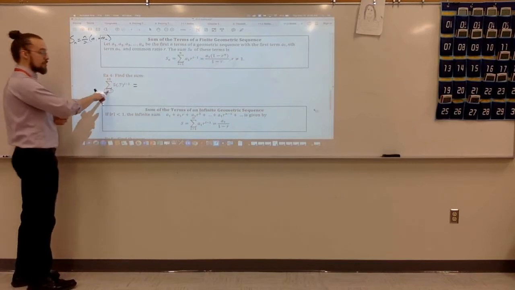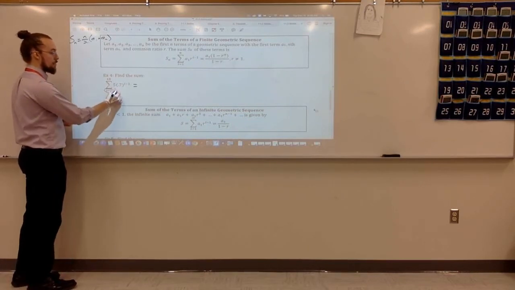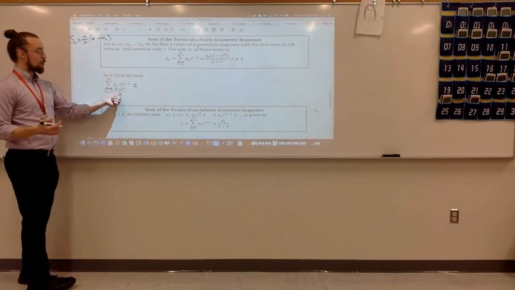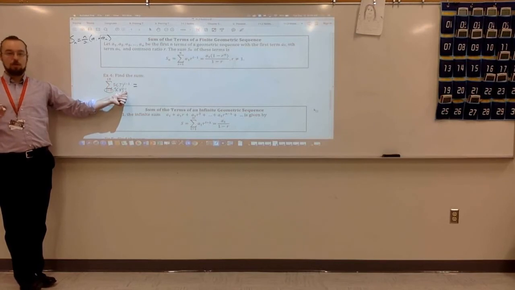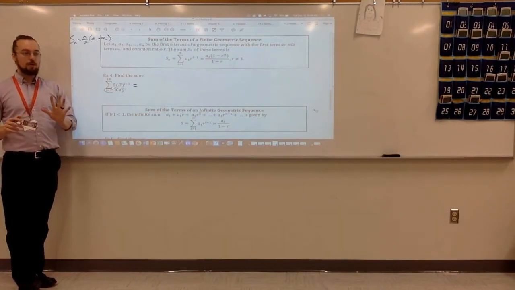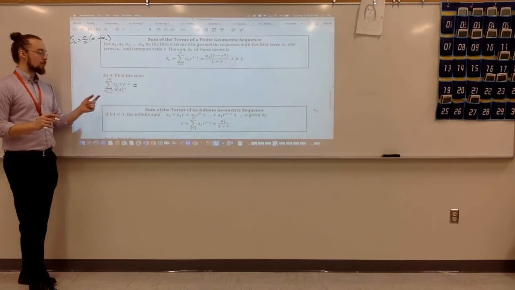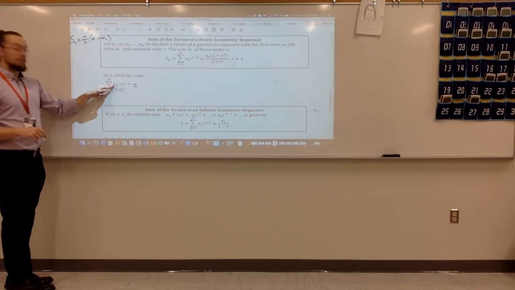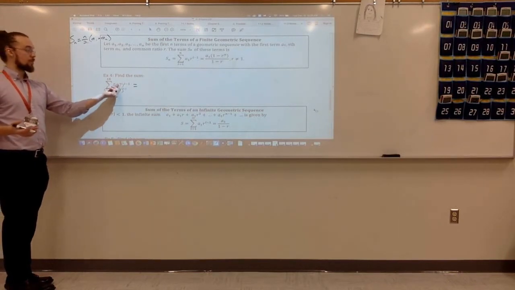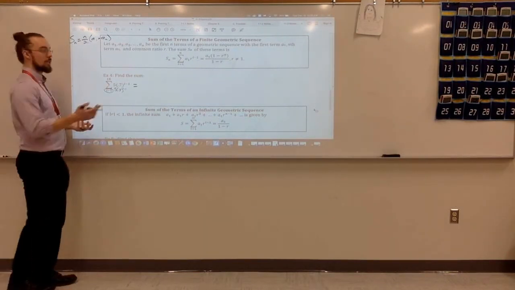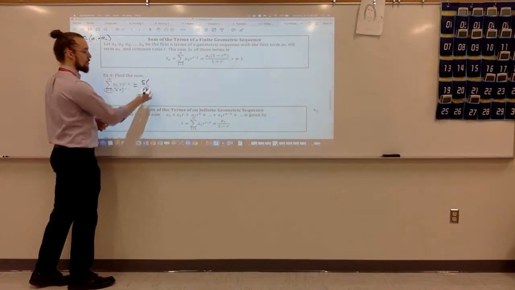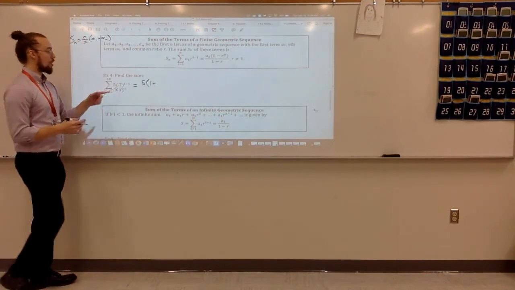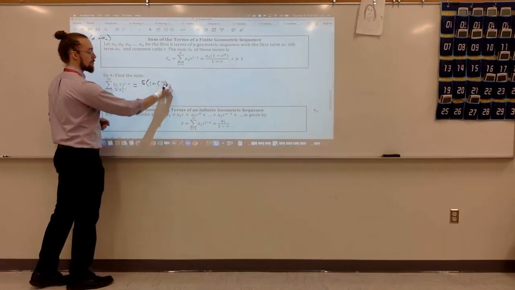Right? So if I plug this in, I'll get 5 times 0.7 to the 1 minus 1 power. So 0.7 to the 0 power is 1. 5 times 1 is 5. So plugging in this value gets me my first term. As long as this value is 1, this will be the first term, because this will be something to the 0 power.